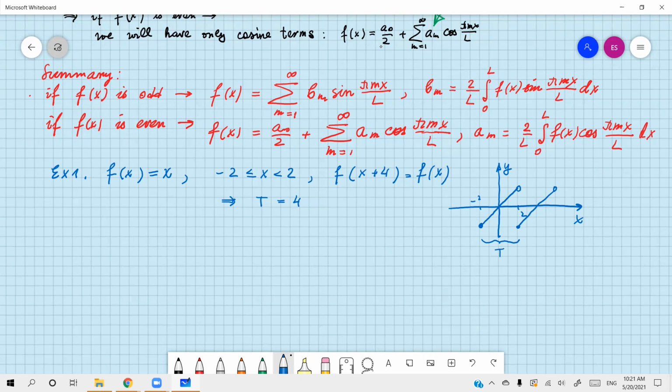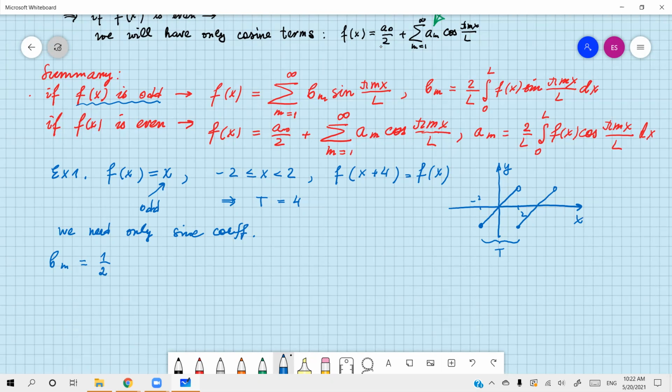So let's calculate the coefficients. We do know that x is odd, right? What does it mean for us? We need only sine coefficients. Again, because it's odd, we'll need only sine coefficients. Well, let's do them. It's going to make our life half as easy, right? Instead of two sets of coefficients, we calculate just one set of coefficients.